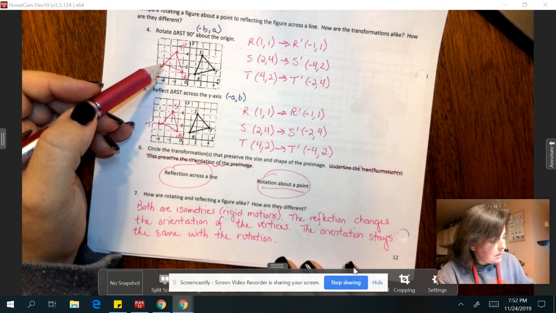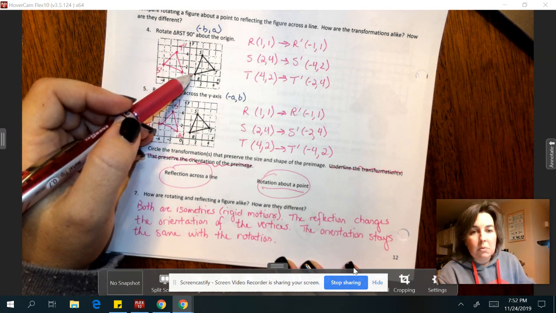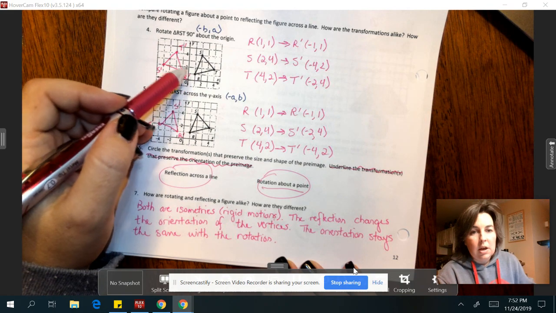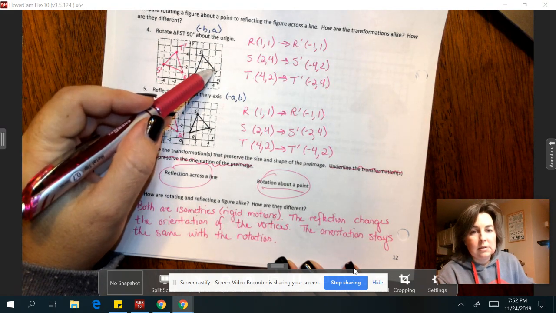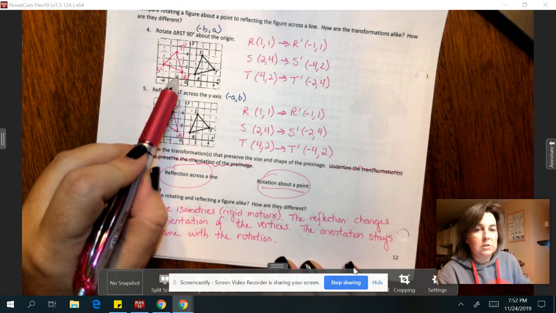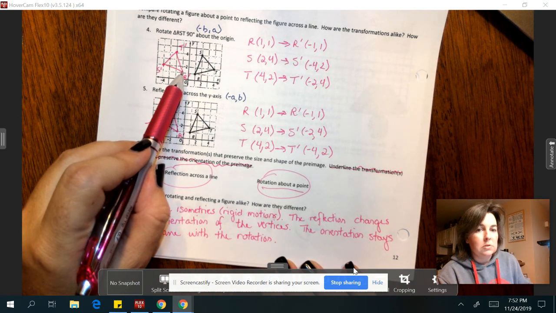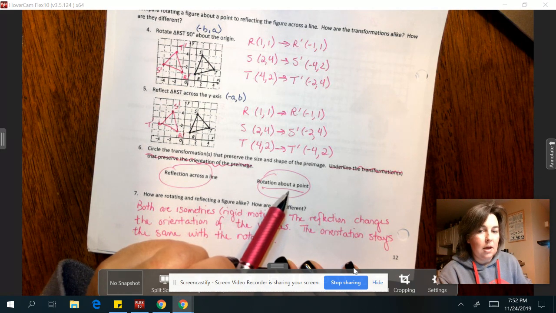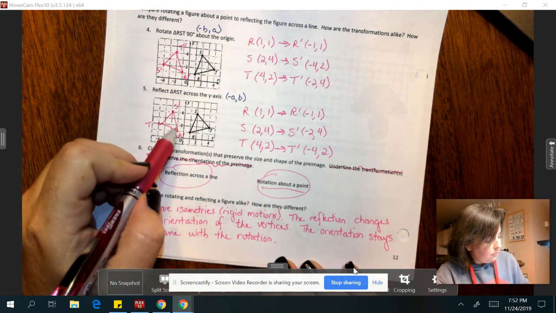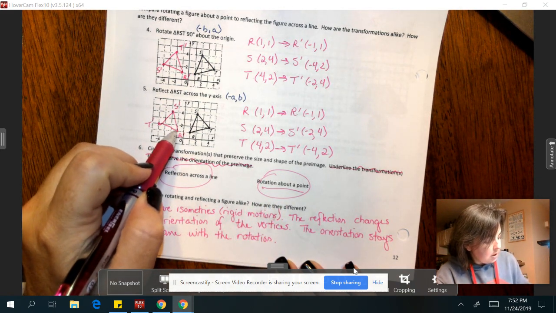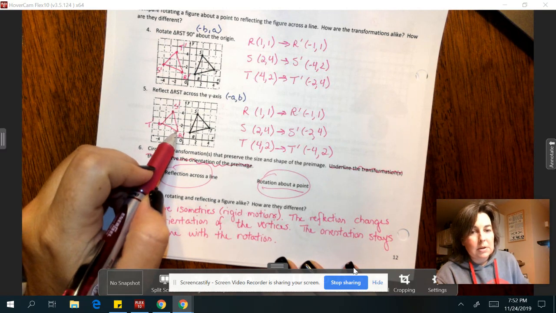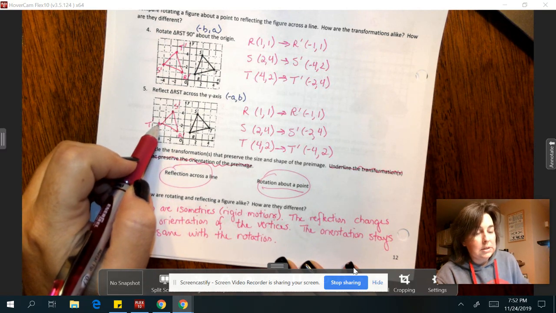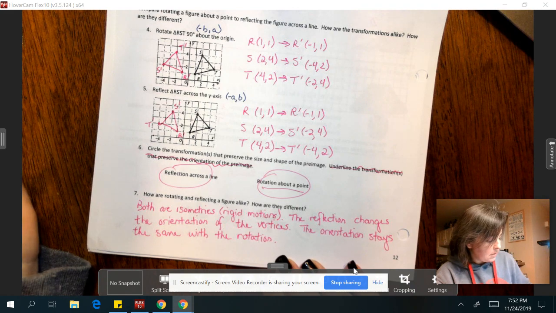So if you look at these, if I go clockwise starting at the R, I'd go R, S, T. Okay? If I go clockwise starting at the R prime, it goes R prime, S prime, T prime. So the orientation didn't change for the rotation. But for the reflection, if you start at R prime and go clockwise, it doesn't go to S next, it would go to T. So that's where the problem is.